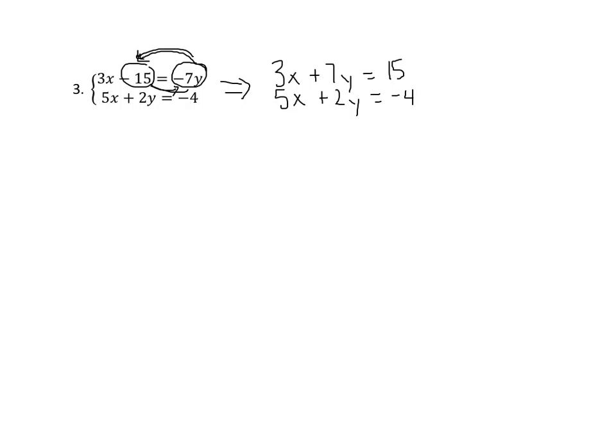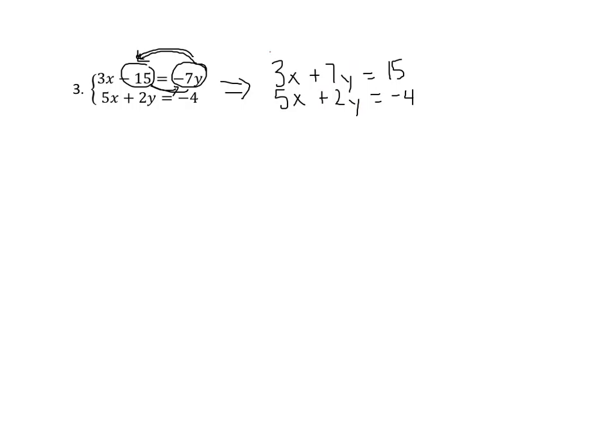So if I'm looking at my x values right here, 3x and 5x, it looks like I could change both of those to a 15x by multiplying this one times 5 and this one times 3. Over here on my 7y and 2y, I could change both of those to a 14, and so whichever one you choose, it does not matter. I'm going to go ahead and make the x's cancel.